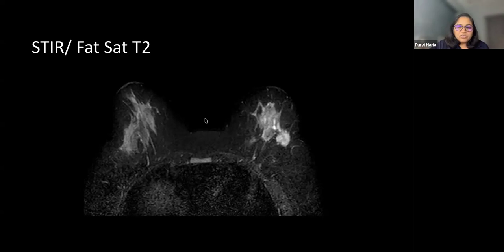There is also something else it tells us about the lesion: there is no significant surrounding edematous change. Probably this lesion might not be very aggressive, where there is surrounding edema that we see in the breast parenchyma. So this is T2 and STIR. Here you see the lesion and the surrounding edema. How much is the edema?